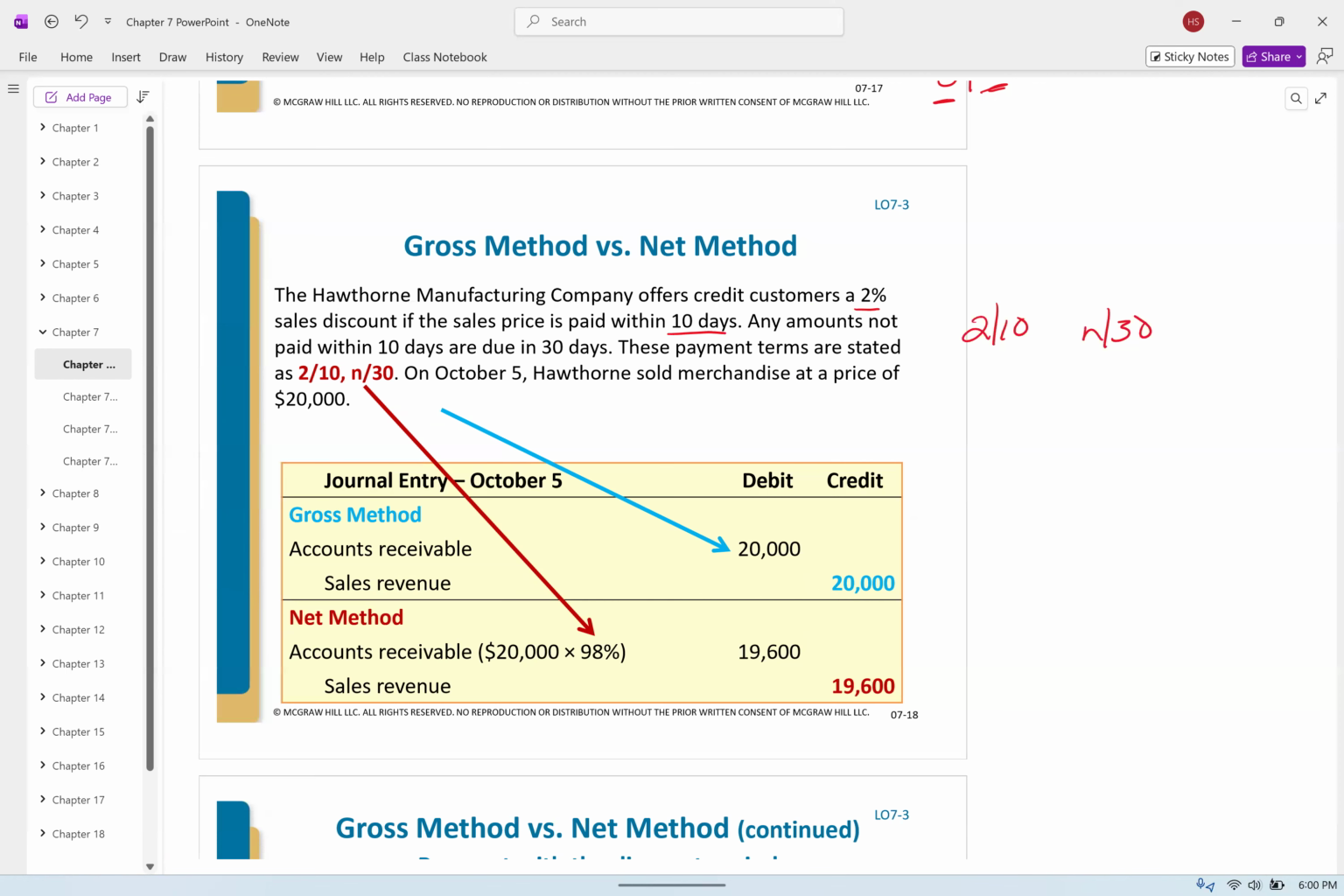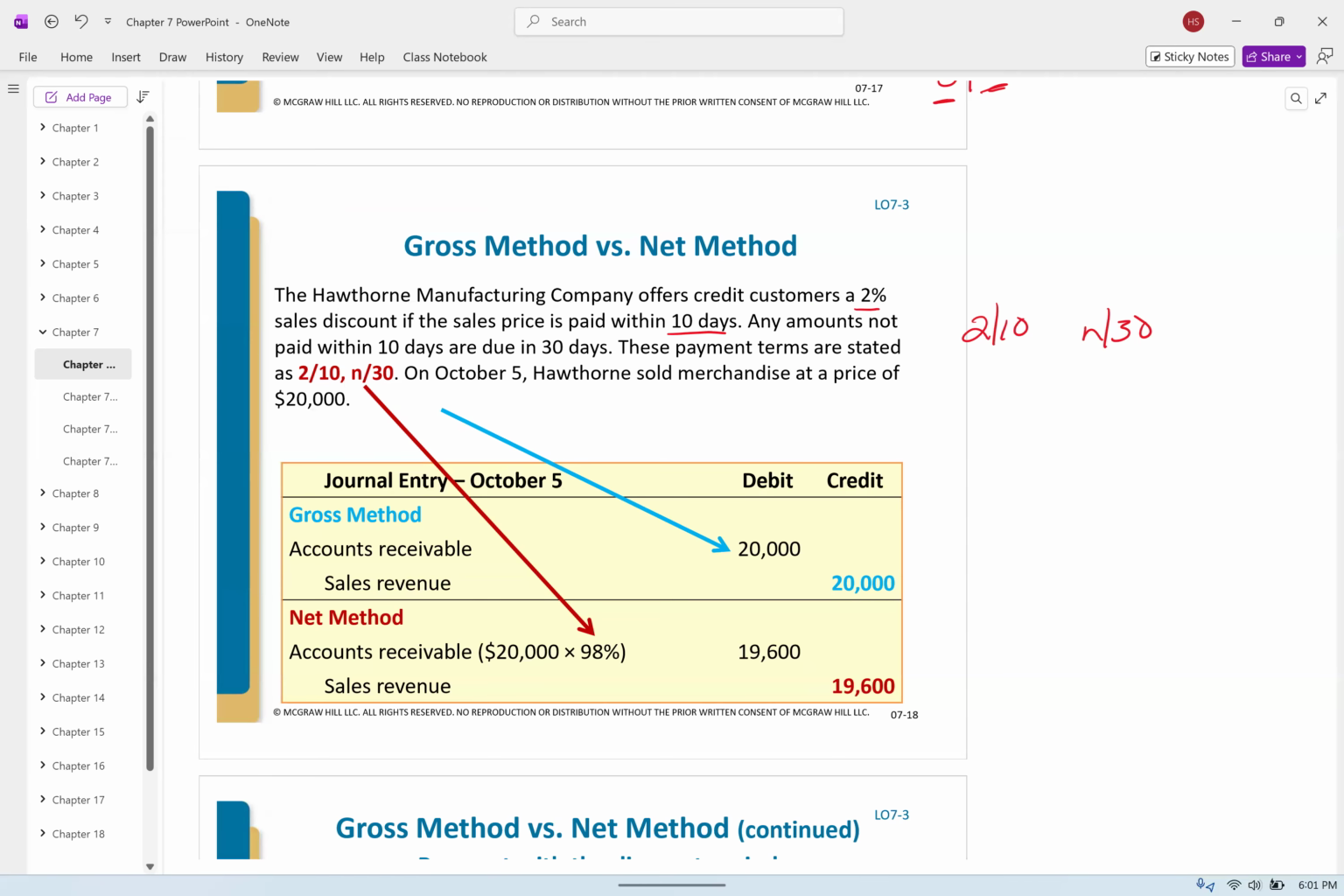This is October the 5th. Hawthorne sold merchandise at a price of $20,000. I believe when you were in Principles of Accounting, we did the gross method. Now that you're an accounting major and you're in intermediate, you have to know how to do the gross method and the net method. Okay, so the gross method, we're not really assuming anything because we hope that we have the money to pay this and give a discount, or they pay us. Okay. So it's just two different ways to keep up with it. And they are both tested on the CPA exam.